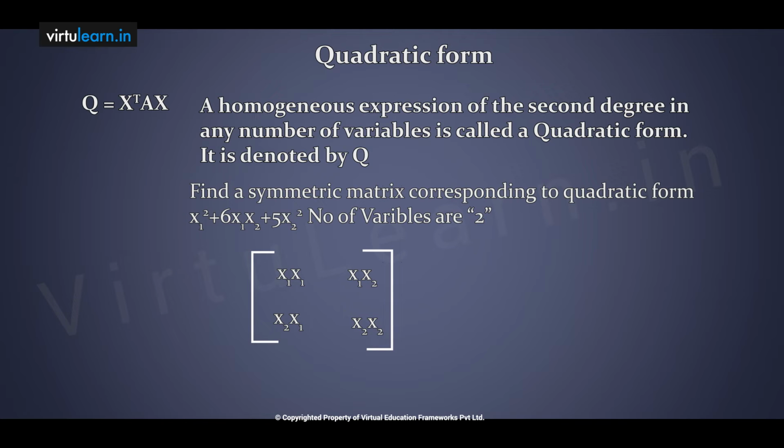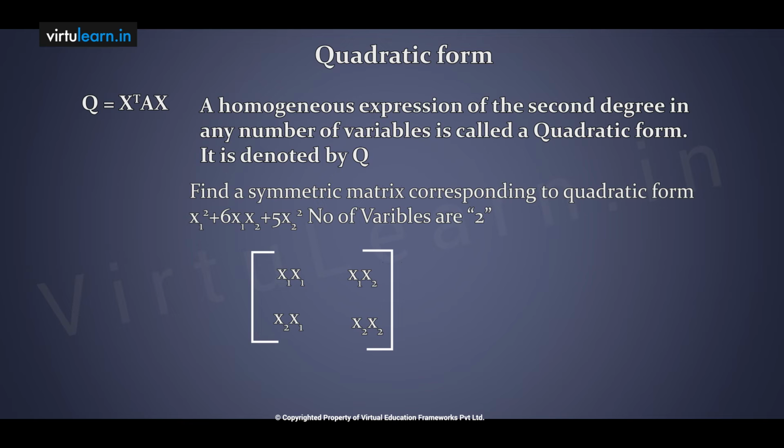Consider a 2 by 2 matrix. In the first row you write x1 x1. In the second row you write x2 x2. After that you write in the first row x1 x2, and in the second row x1 x2. Means nothing is there. Here I will explain one logic.